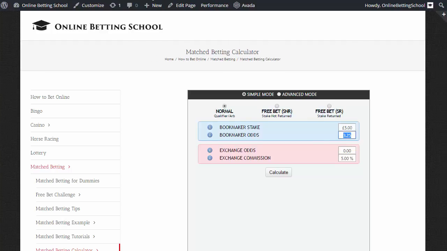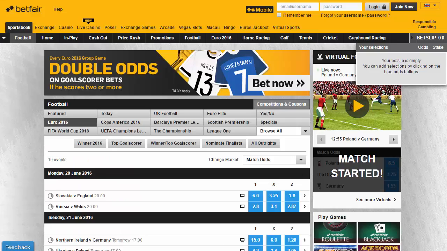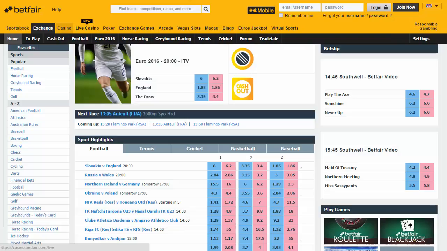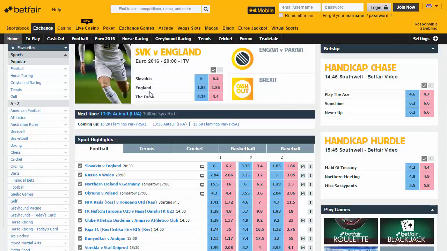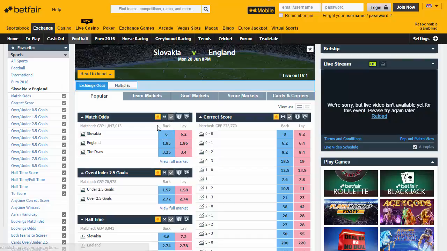Okay, so now we need to go to a bet exchange. A bet exchange like Smarkets or Betfair are the two big ones. There's also things like Betdaq and Matchbook, and there's other bet exchanges, but these are the two big ones. Betfair have a sportsbook and a bet exchange. So we'll go over to their bet exchange and we'll find this football match of England. So it's actually right up here, Slovakia versus England. So we'll see what the odds are here.